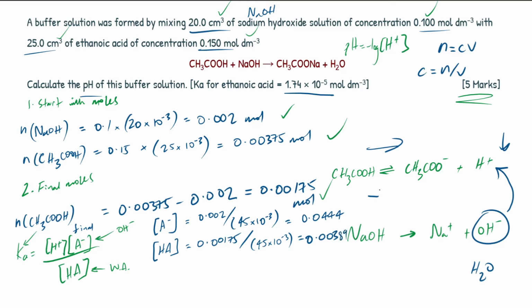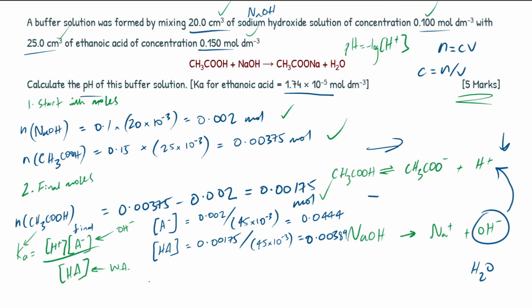Like that. Okay, cool. So what we want to do now is plug these values that we just calculated into the rearranged version of this. Essentially, you want to make H plus the subject, take these guys to the other side of the equal sign, and you'll be all good to go. Hopefully you know how to rearrange equations. I'm not going to go over it in this video, but make sure you practice it because it comes up so much in chemistry.